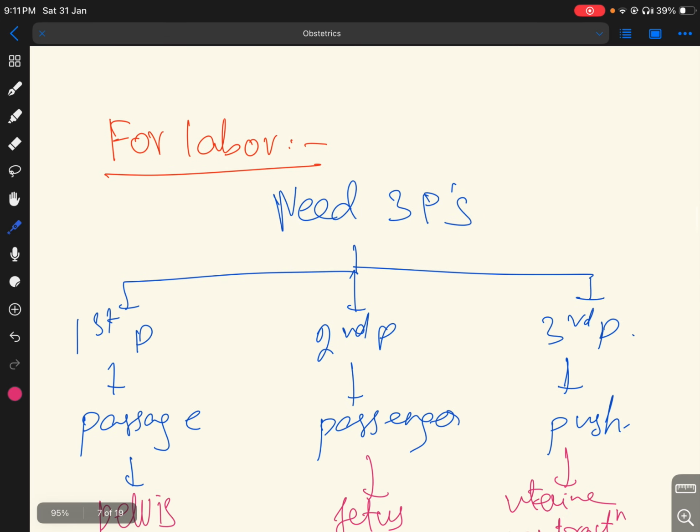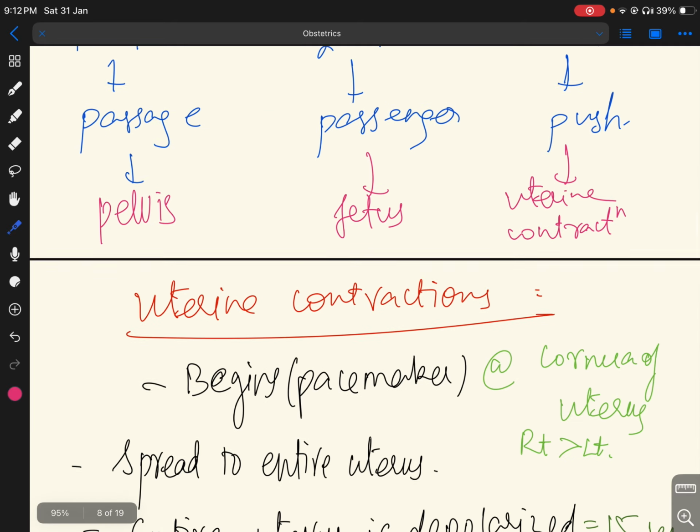So for labor, we actually need three P's. The first P is passage, that is the pelvis. Second P is passenger, that is the fetus. And third P is push, that is the uterine contraction.